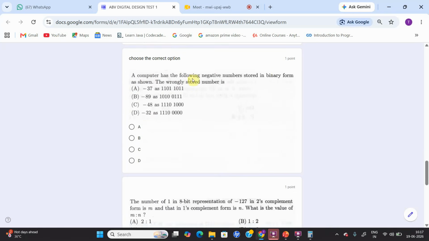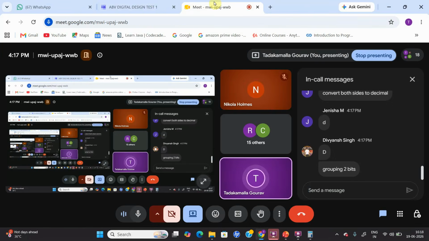Now, a computer has the following negative numbers stored in binary format as shown. The wrongly stored binary number is minus 37, minus 89, minus 48, minus 32. Again, the same thing. You can apply one's complement on these binary numbers and cross verify with whatever decimal equivalent you are getting. You can just complement them and check it in decimal format and you will come to know. So what is the particular wrong value?